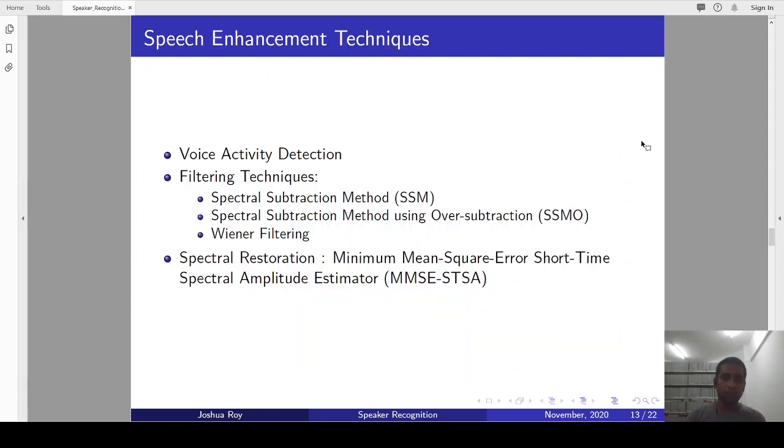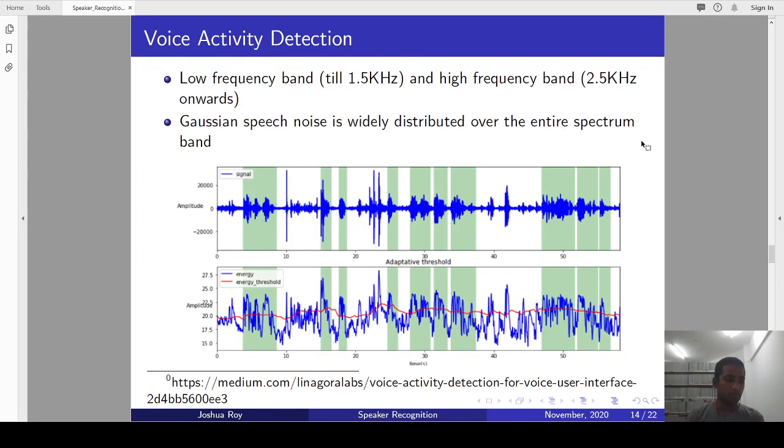So basically we use multiple speech enhancement techniques. I'll just discuss them quickly. I cannot go into the math because I have 5 minutes left. Voice activity detection can detect, in a given 5-second speech, that I won't be speaking for all the 5 seconds.